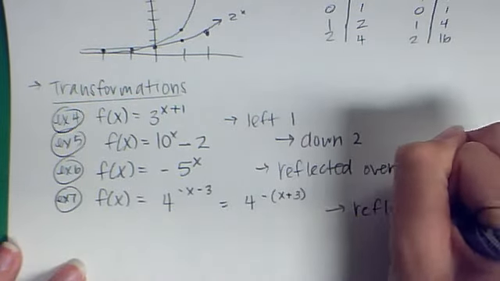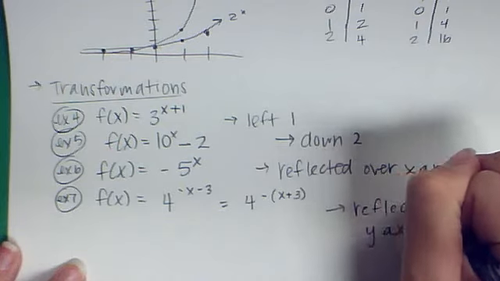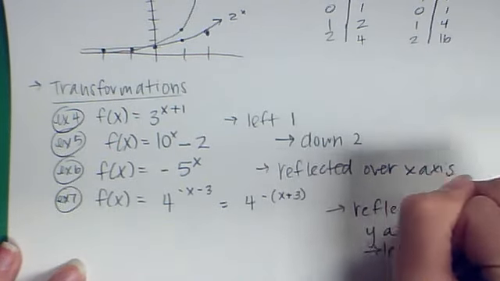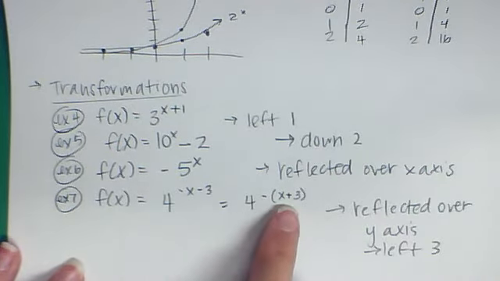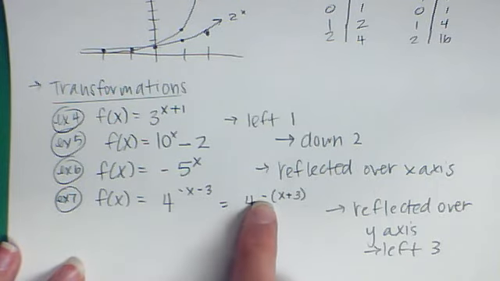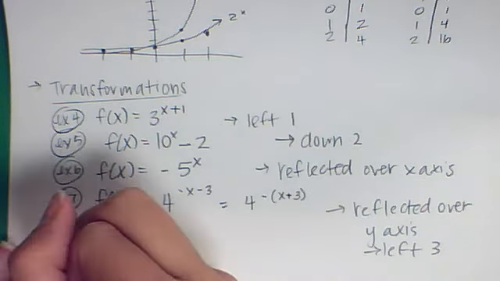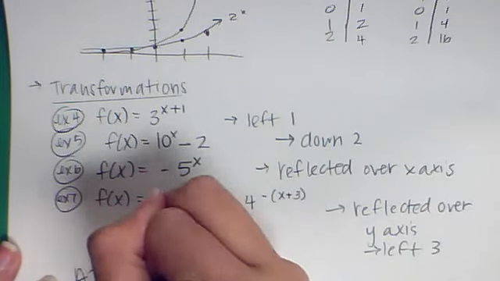So reflect over y and left by 3. Let me also make a note here that if this was negative x plus 3 in the beginning, I would still take the negative out, but then this would be x minus 3. Okay, so that's pretty important there. That's our answer. Your homework is very, very similar to this.